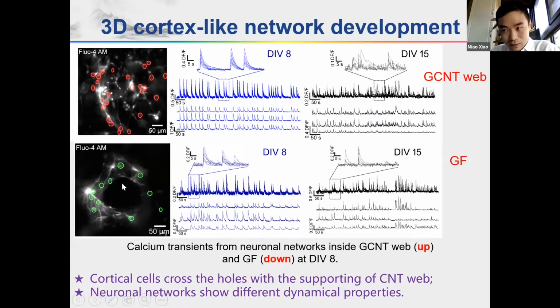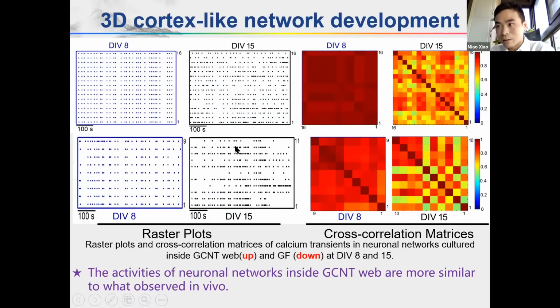On the top and on the bottom, we compare the neural network inside the GCNT web and inside the graphene foam. And here we plot the calcium transient. We can see from the picture that they are different. Then we also quantify. Before the quantification, we also plot here the raster plots and the cross correlation matrix. So here the raster plots mean every dot is a spike of the calcium imaging at that time.